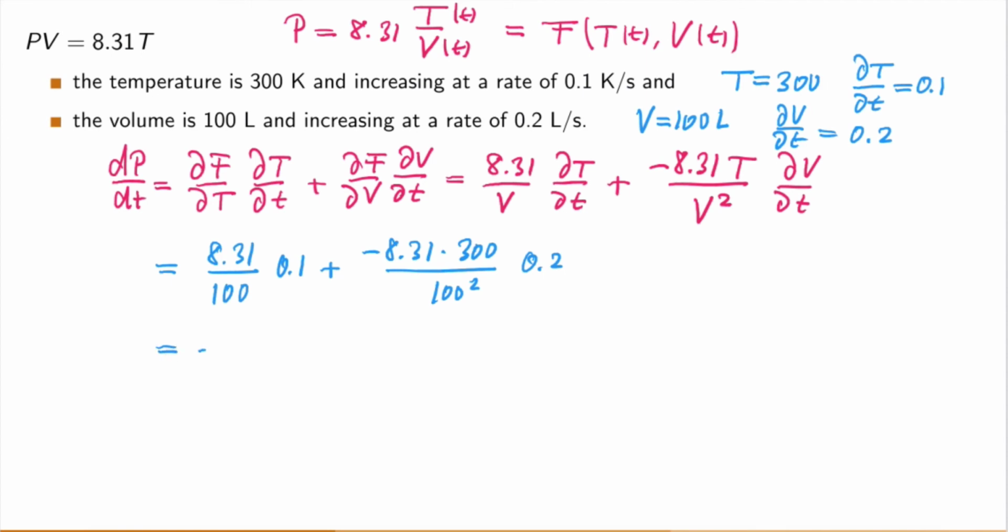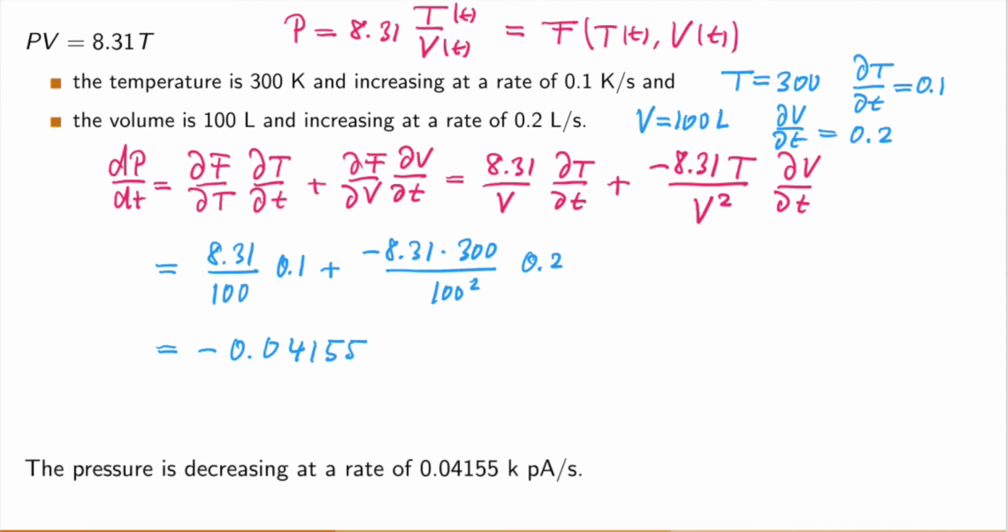Subbing in the numbers, we get minus 0.04155. The pressure is decreasing at a rate of 0.04155 kilopascal per second. Okay, this is a little typo like that.